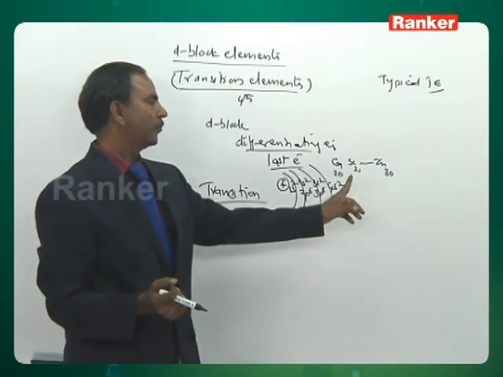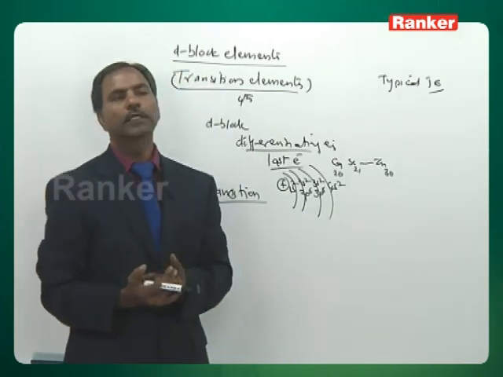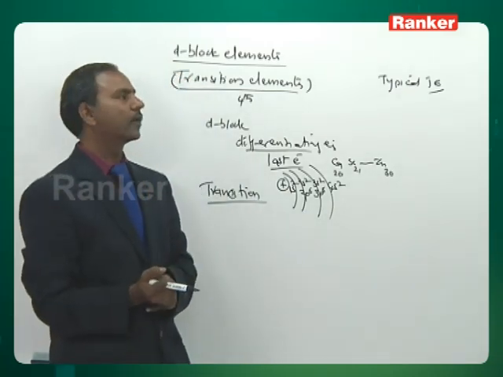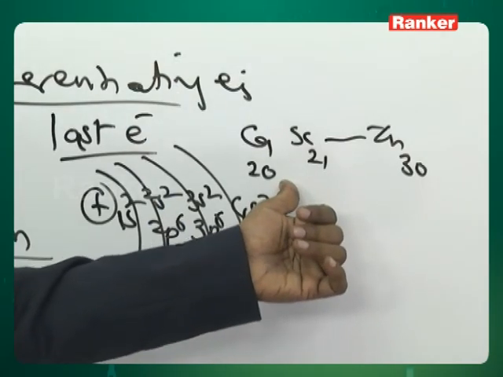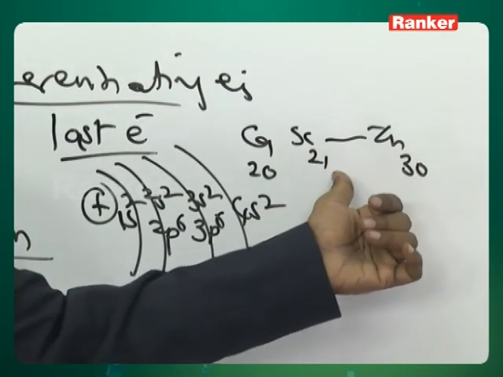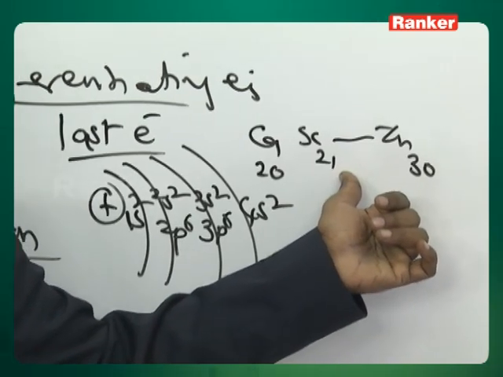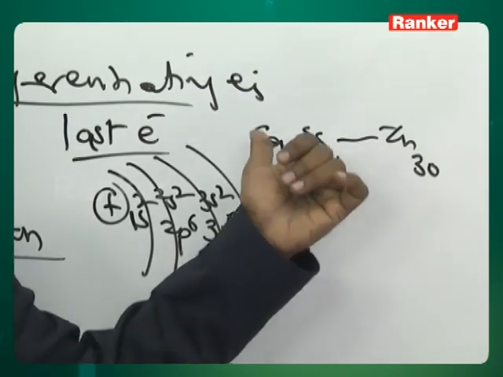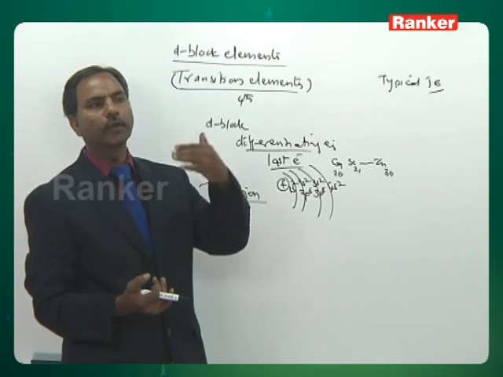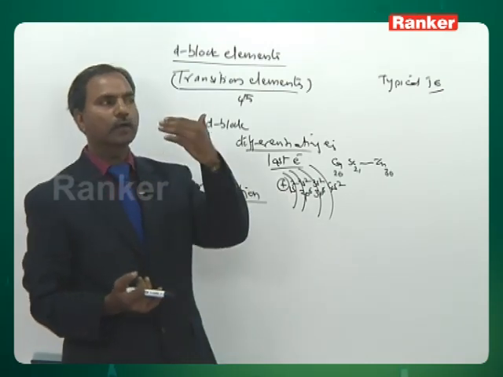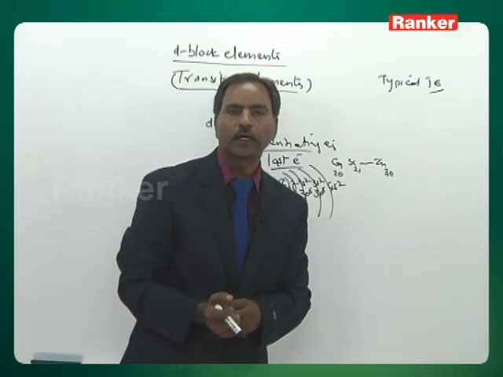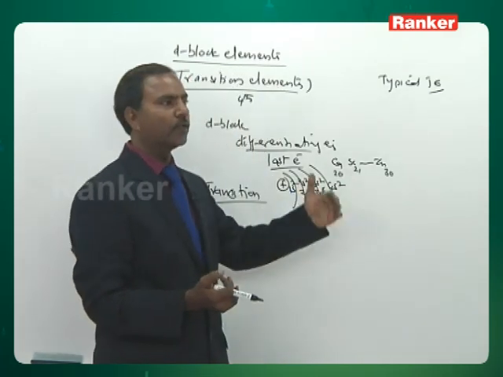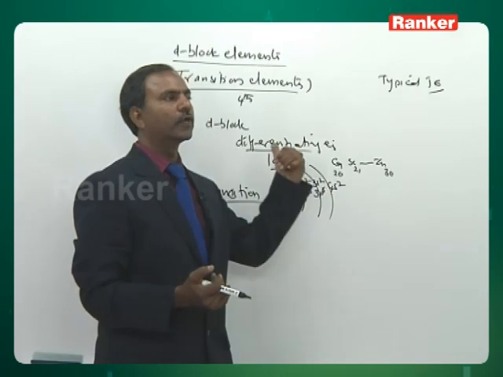Scandium 21 to zinc 30, these are the electrons we consider as differentiating electrons. What is a differentiating electron? The atom carrying 20 electrons is calcium. The atom carrying 21 electrons is scandium. Therefore, the differentiating electron between calcium and scandium is the 21st electron. From scandium to titanium, the differentiating electron is the 22nd electron, that is, the next higher electron.